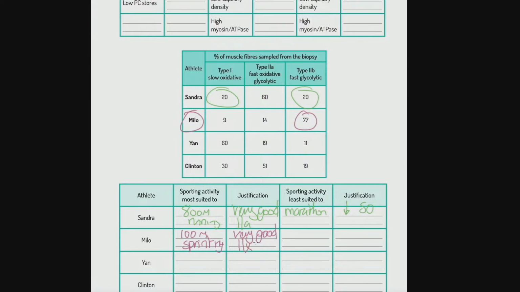But what would he not be very good at? Well, I'm going to say his marathon would be weak, really weak, because he's got really low slow oxidative. What about Jan then? Jan, what a lad. Jan over here.